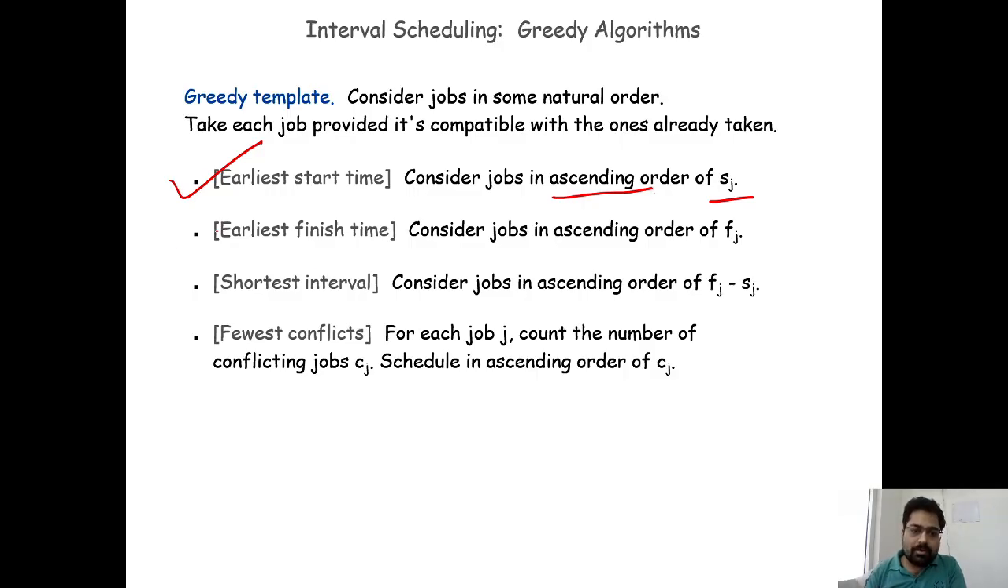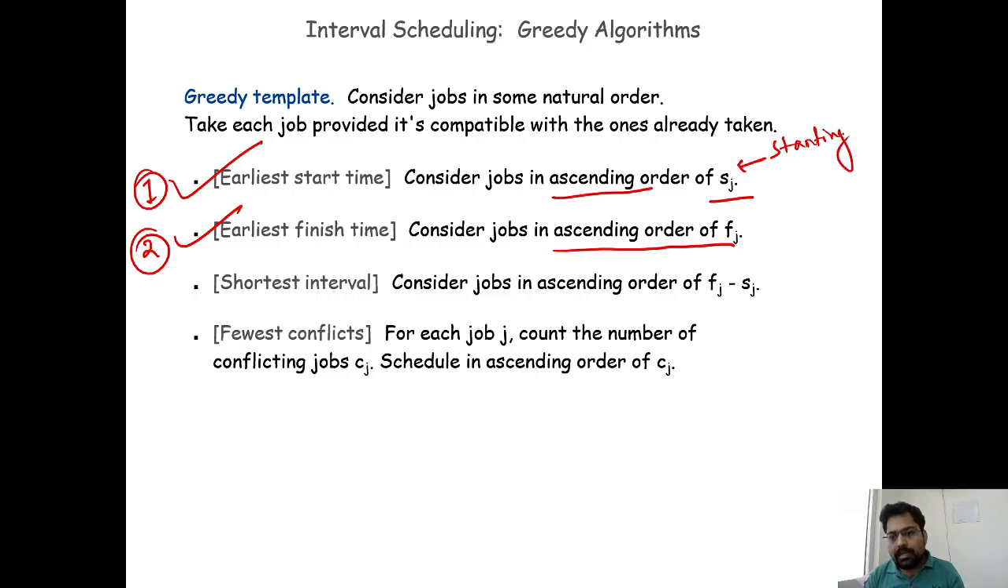Okay. Next is a second approach. This is the first approach, this is the second approach: consider the jobs in ascending order of finishing time. So this is the starting time, and this is the finishing time. Through that also we can find out the compatible jobs easily.